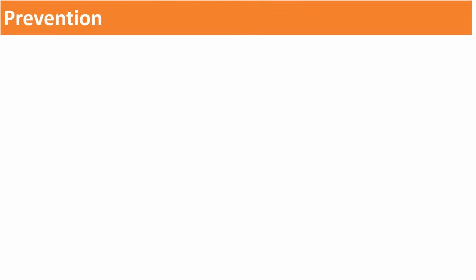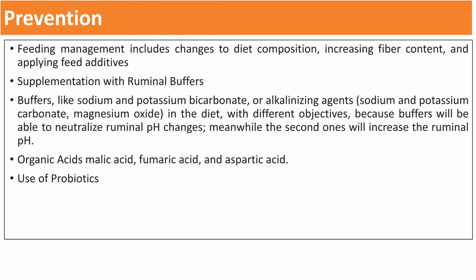Prevention of acidosis focuses on feeding management, including gradual diet changes, increased fiber, and feed additives. Supplementation with ruminal buffers like sodium or potassium bicarbonate or alkalinizing agents helps neutralize pH changes. Organic acids and probiotics may also be used.